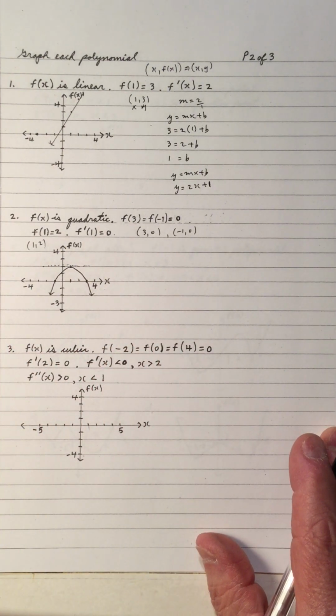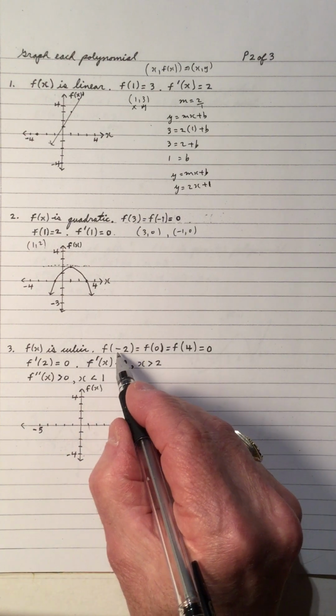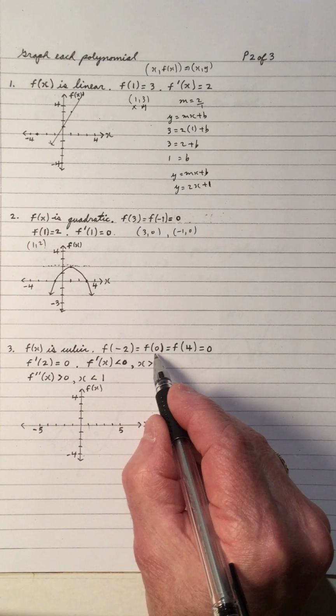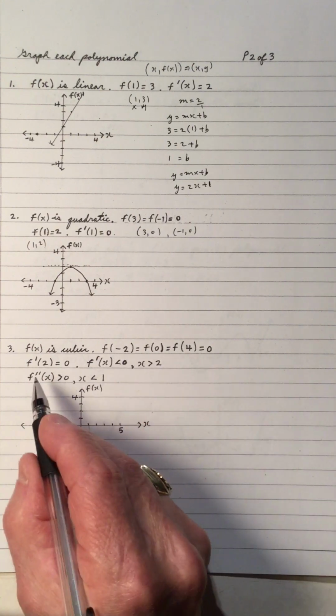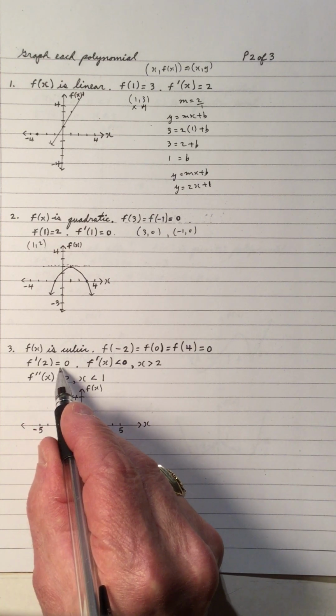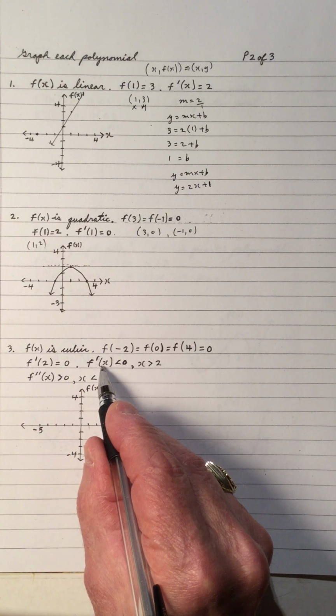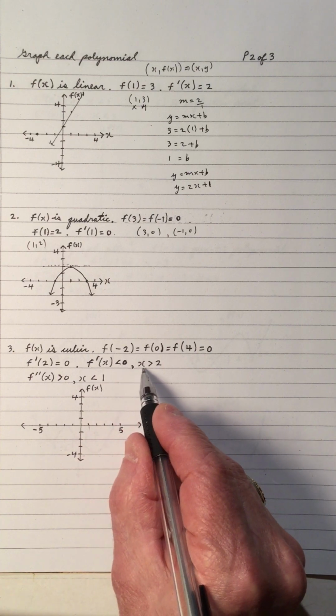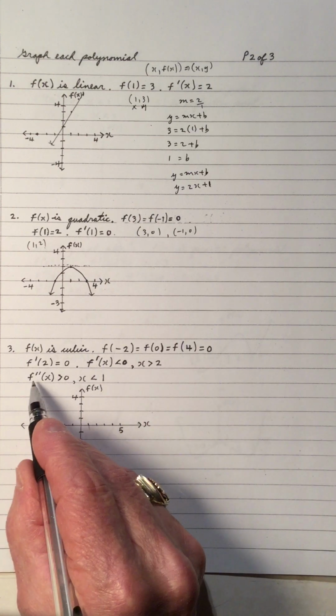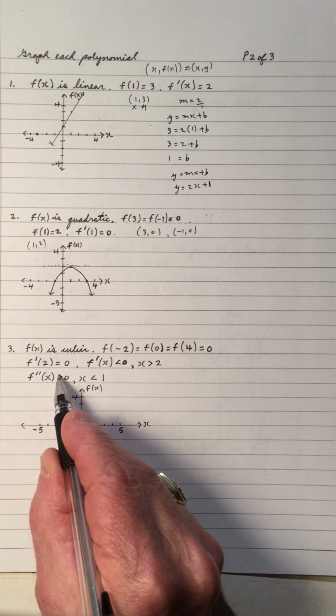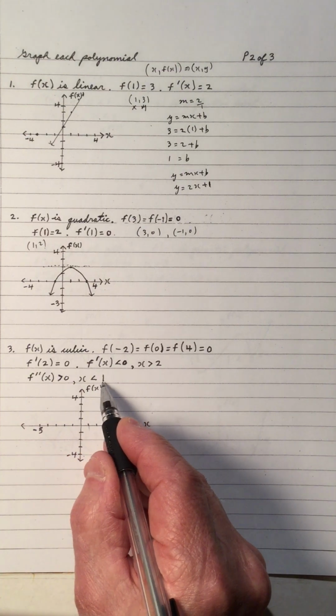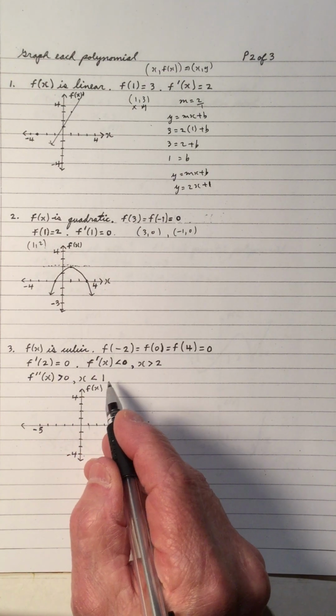Number 3, f of x is cubic. And again, we have f of negative 2, f of 0, and f of 4 is 0. F prime of 2 is 0. The f prime of x is less than 0 when x is greater than 2. And f double prime of x is greater than 0 when x is less than 1. Let's see what all this info is.